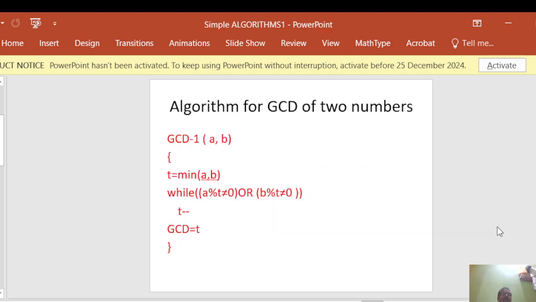Look at the slide. GCD1 of A comma B is the function name. You have to find the minimum of the two given numbers. Let it be assigned to T. Then you are checking whether both the given numbers perfectly divide T. If not, you are decrementing T. So you are repeating again and again. Here you are using a while loop because it is a condition controlled loop. When the condition gets satisfied, it will repeat. If the condition is not satisfied, it will come out of the loop.